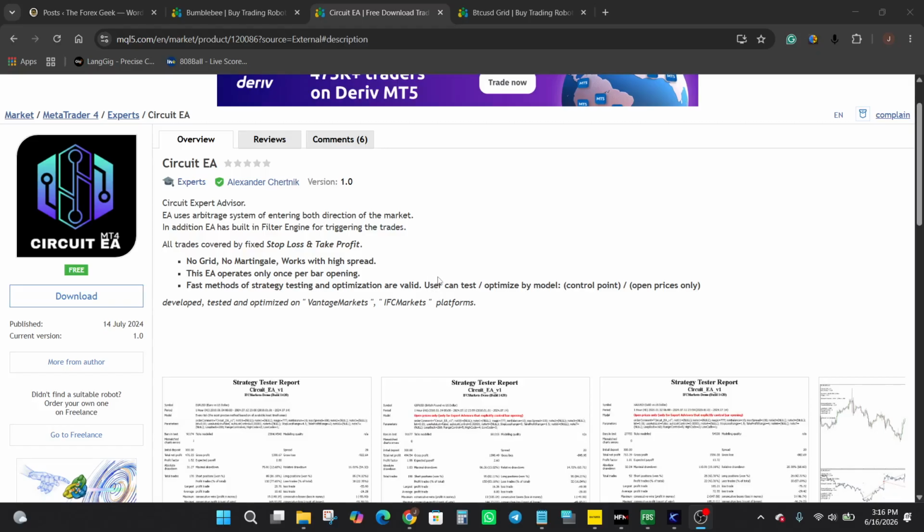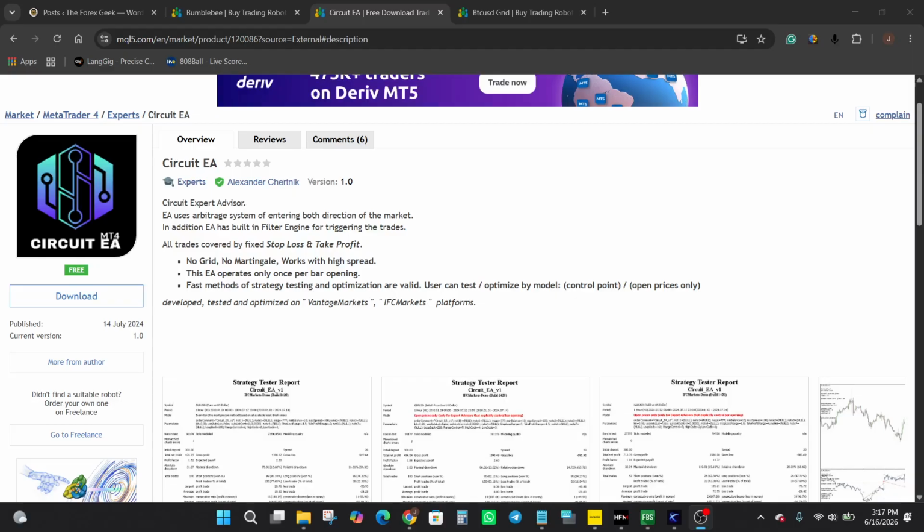The developer also clearly states that the EA does not use grid trading or martingale strategies. That's an important distinction because it gives a clearer idea of the overall trading structure being used. Another notable detail is that the EA is designed to operate only once per bar opening. So instead of reacting continuously within a candle, it processes decisions at the start of each new bar, which gives it a more structured execution rhythm.